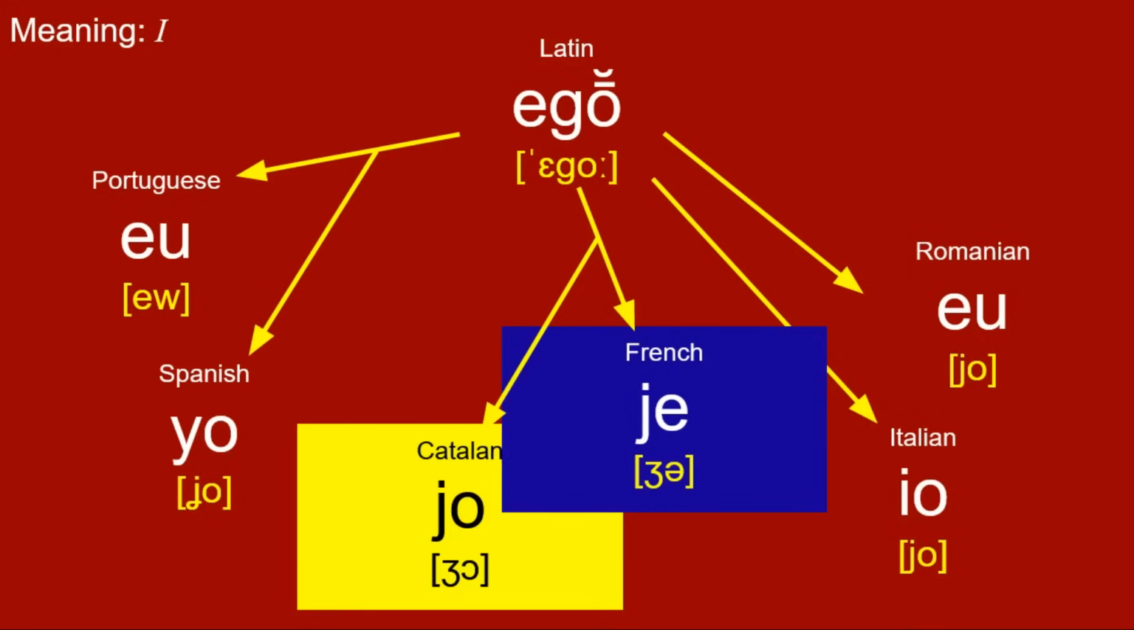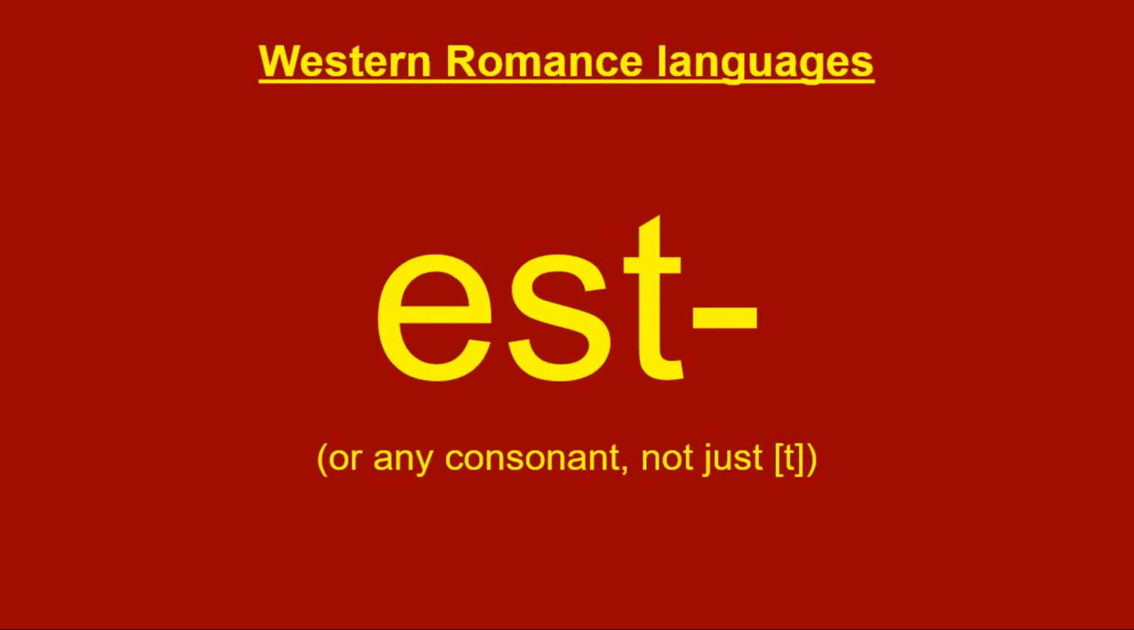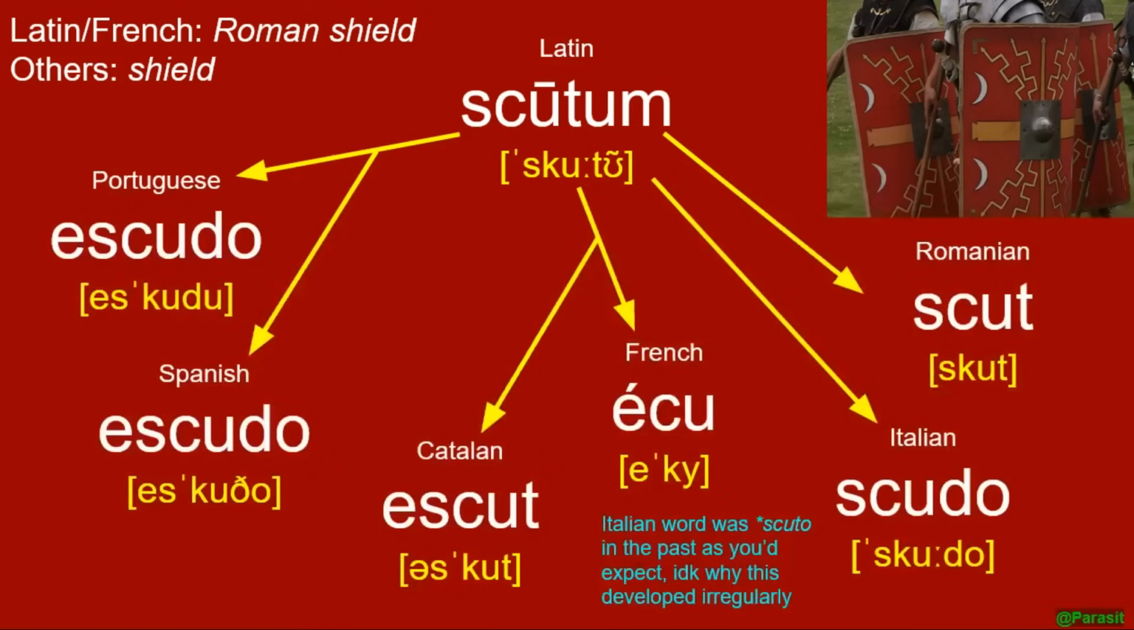French and Catalan interestingly also did this, but then that sound merged in with a je instead, making this point completely moot for them. They have je and jo respectively. Other than that, another thing that happened was that when a word began with s followed by another consonant in Latin, the Western Romance languages added an epenthetic e beforehand. And then in French, the s got deleted. So for example, there was Latin scutum, which became Romanian scut, Italian scudo, Portuguese escudo, Spanish escudo, Catalan escut, and French écu.